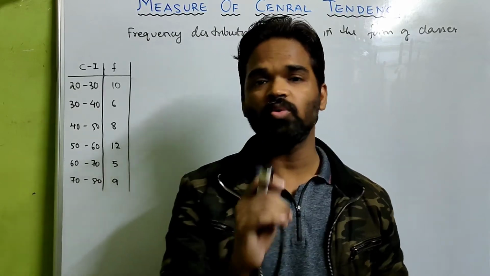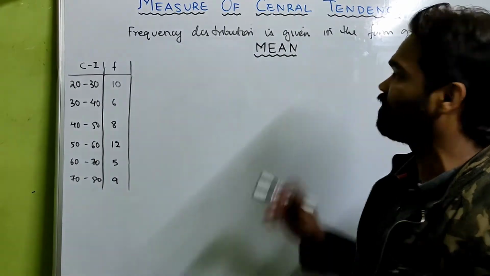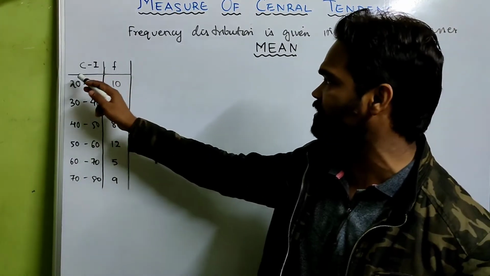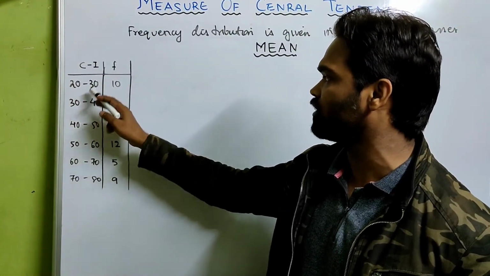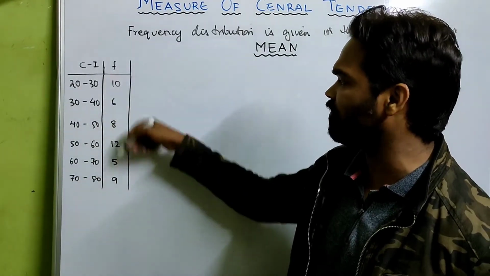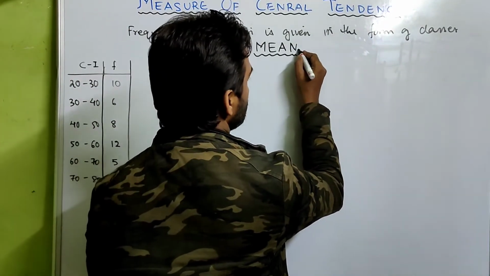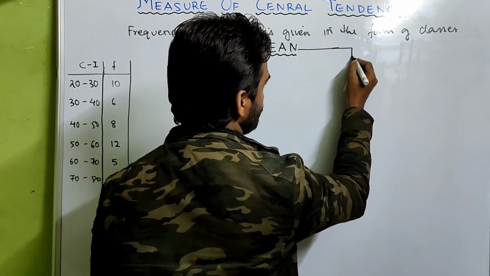Let us see how to calculate the mean when the frequency distribution is given in the form of classes. For example, if you see this, class interval is given as 20 to 30, 30 to 40, 40 to 50, like this, in form of classes, and frequency is given. Then you can find mean by three ways.